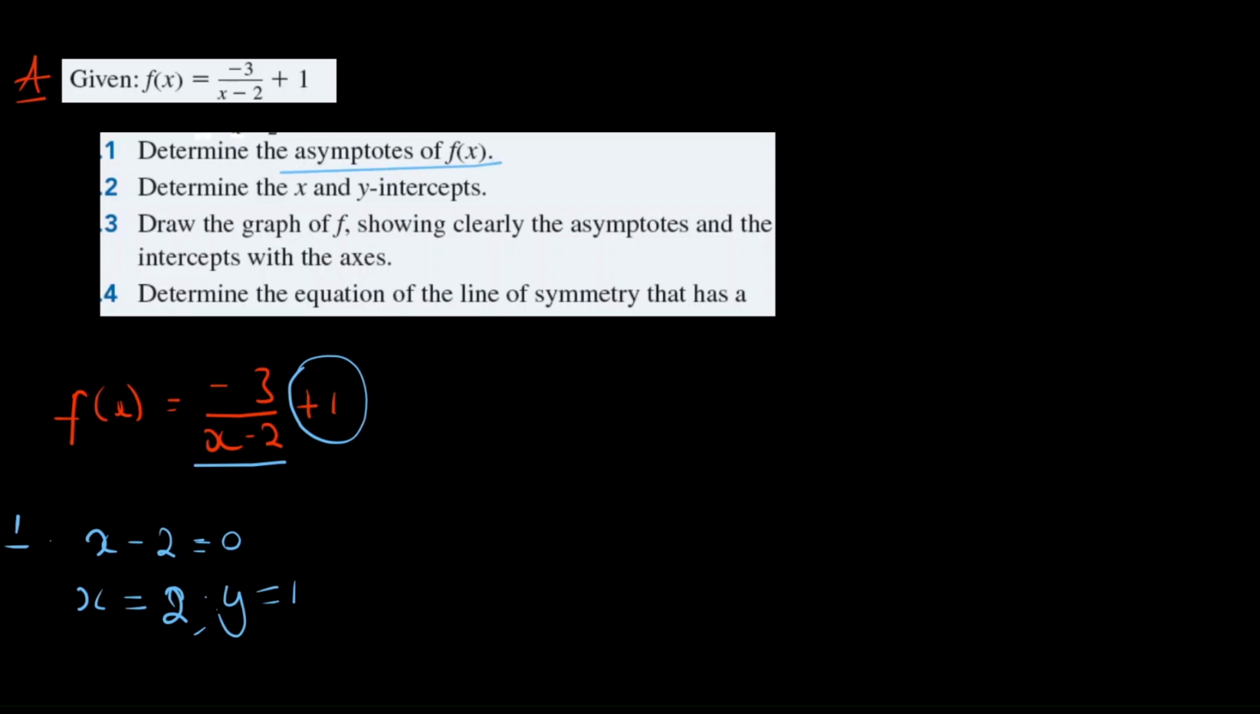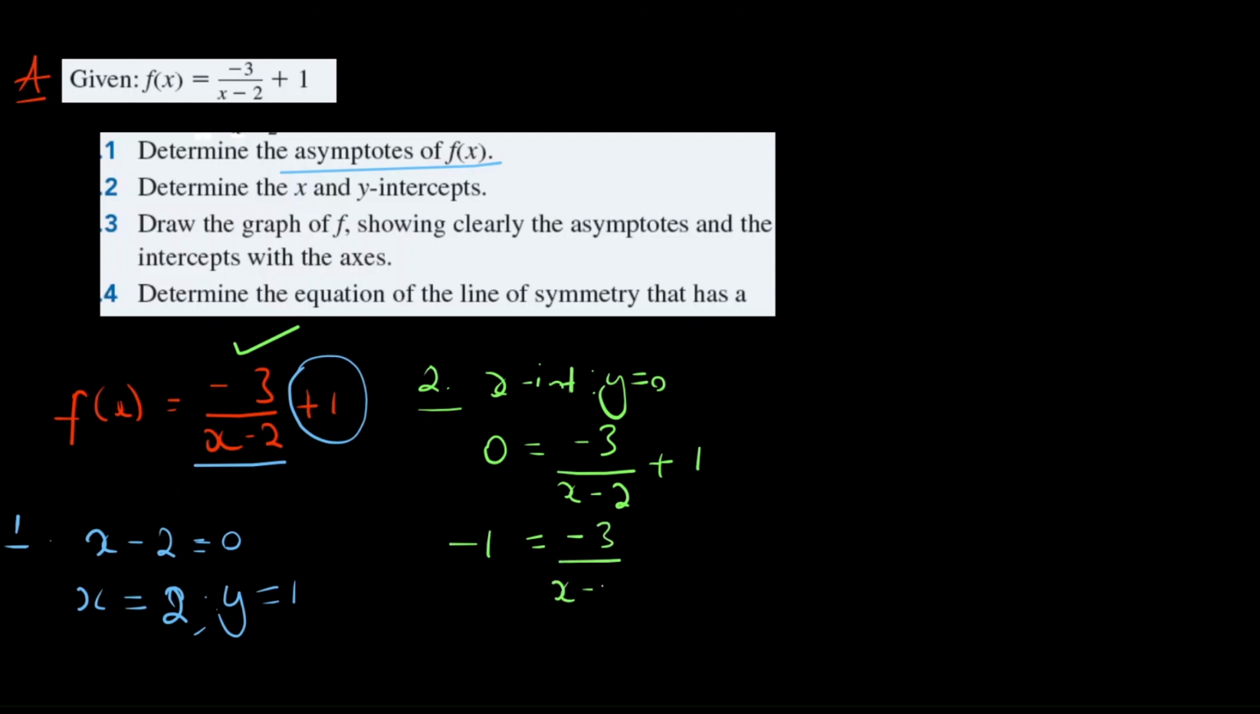So if we go to question number 2, it says determine the x-intercept and the y-intercept. So to determine the x-intercept, we equate y to 0 and we solve for x, and we'll be using this equation throughout. So with this y, we substitute 0, then we'll have 0 equals negative 3 over x minus 2 plus 1, and then we're solving for x, so we need to bring the 1 to the other side of the equation, which will be minus 1 is equal to minus 3 over x minus 2.